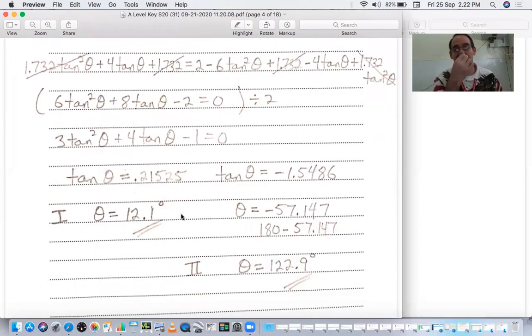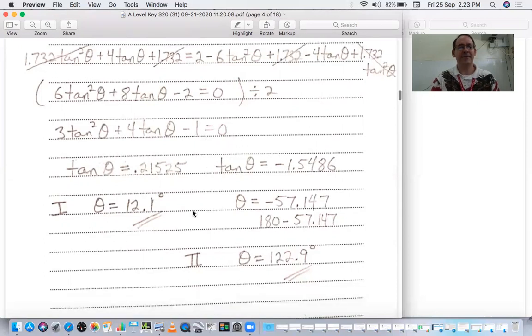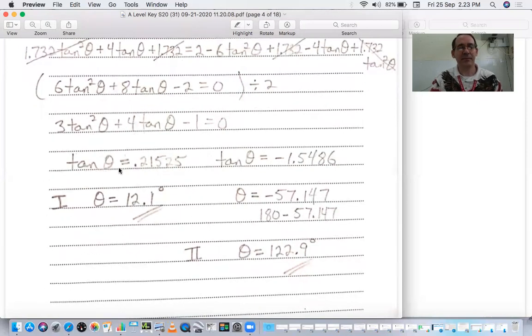This does not factor. The factors of 1 and 3 do not subtract to give us 4. So I just did the quadratic formula directly in my calculator. The quadratic formula, negative b plus or minus the square root of b squared minus 4ac, all over 2a, and we end up with tan theta equals 0.21525. And then for the minus part, it's negative 1.5486.